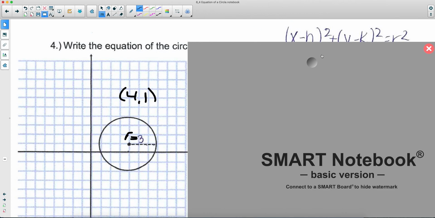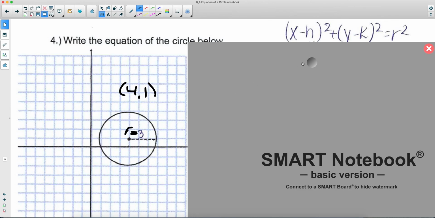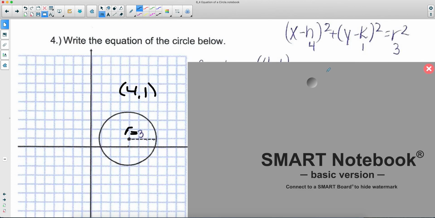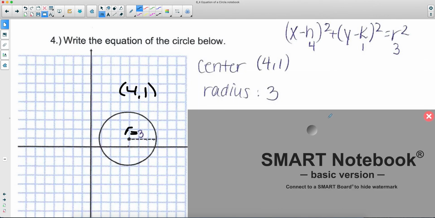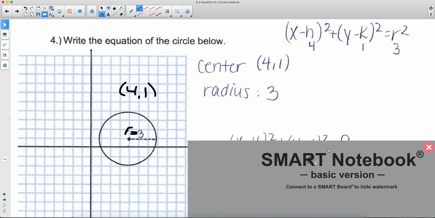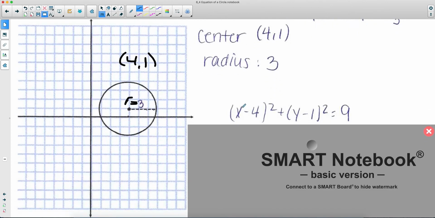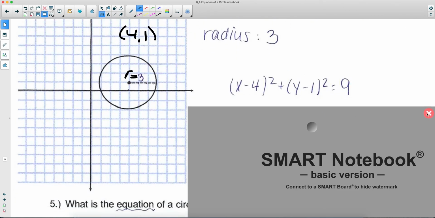All right. So up here I have my formula, (x minus h) squared plus (y minus k) squared equals r squared. Maybe pause and see if you could write the equation of a circle given the formula and the information over here. Here's our center and here's our radius. Okay, so remember, when you rewrite the equation, it's always the opposite sign next to the x and the y. So we have (x minus 4) squared plus (y minus 1) squared equals the radius squared, which is just 9. 3 squared is 9, and here it is. Okay, so that was number 4.